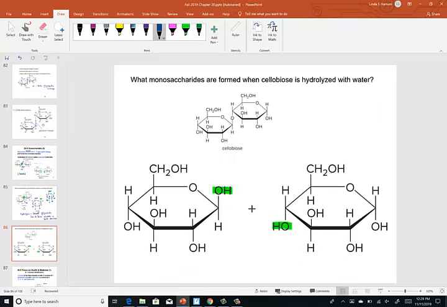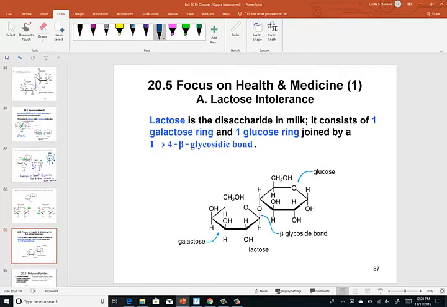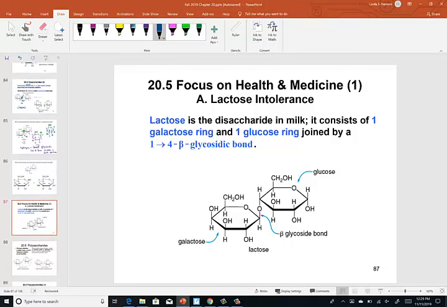So again, just an opportunity to look and see that those are pointing up and down based on the beta configuration of the original disaccharide. We'll turn our page. Top of page 14 talks about polysaccharides. This is just kind of finishing up on that last one.